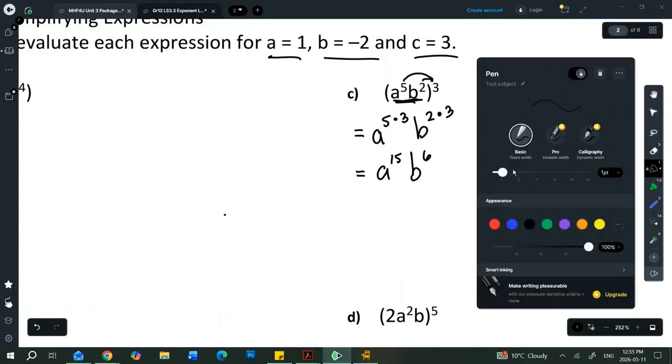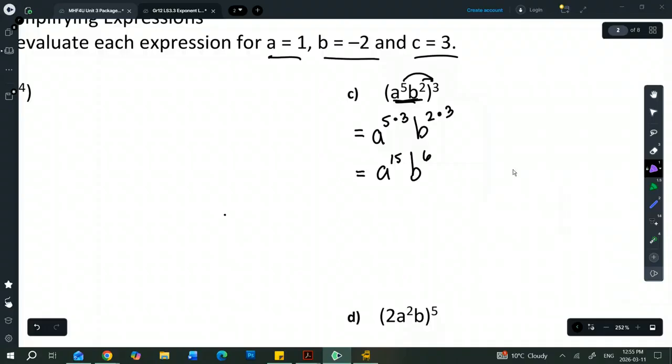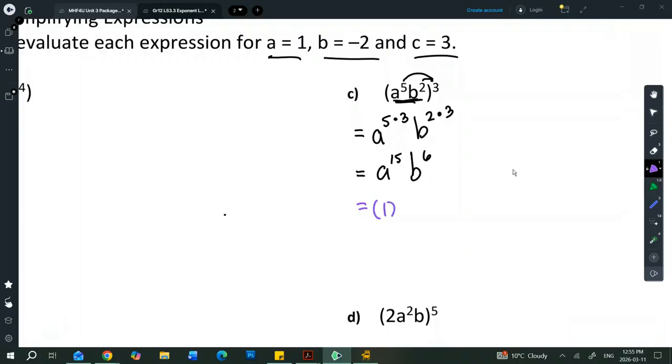Okay, then we can sub in our values. So 1 to the 15 and negative 2 to the 6. What's 1 to the exponent 15? 1 and negative 2 to the 6.